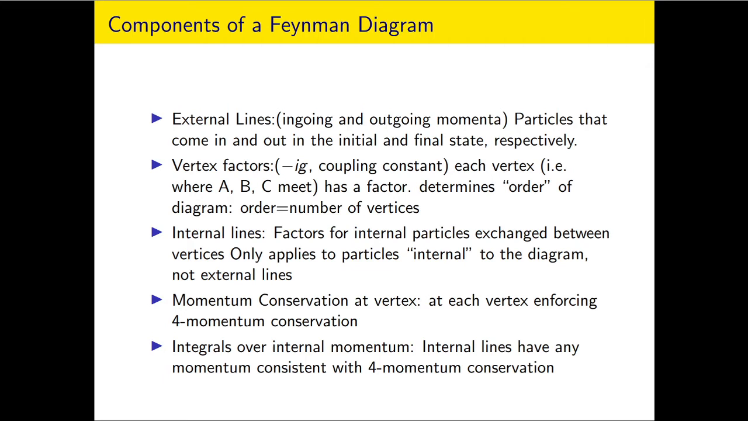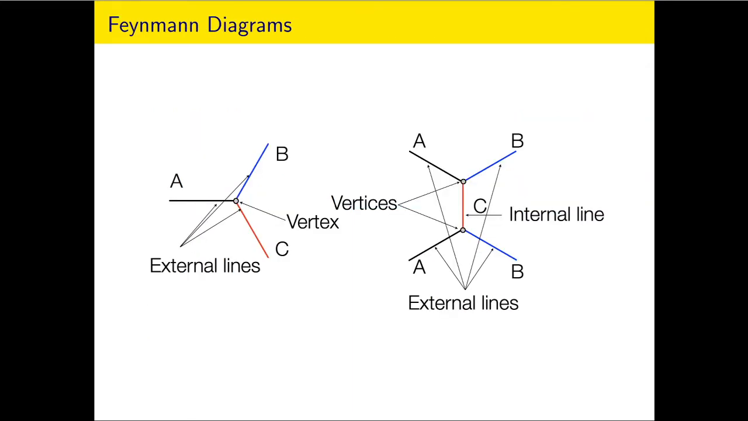Momentum conservation at the vertex. At each vertex, we are enforcing momentum conservation. We will include a factor known as iG. We'll talk about that later. And integrals over the internal momentum. We are integrating over the internal momentum alone. We are not calculating the external lines. Only for internal lines, we will do an integral to account for the momentum and energy function. Next slide.